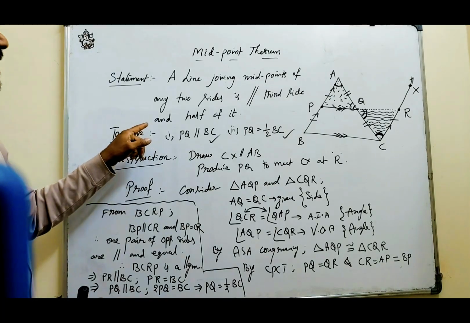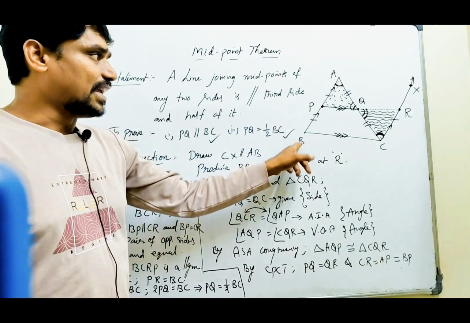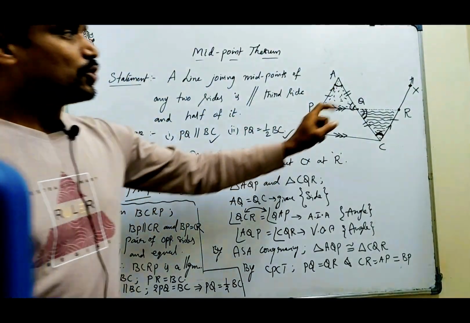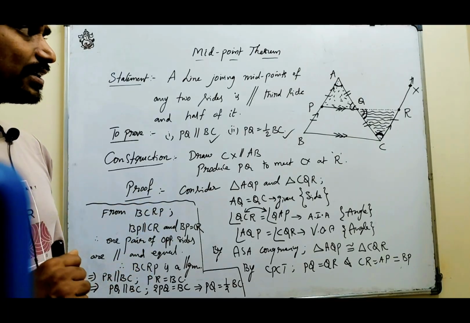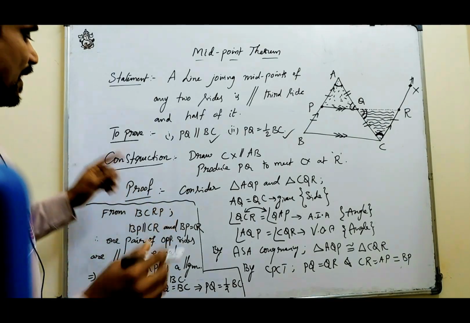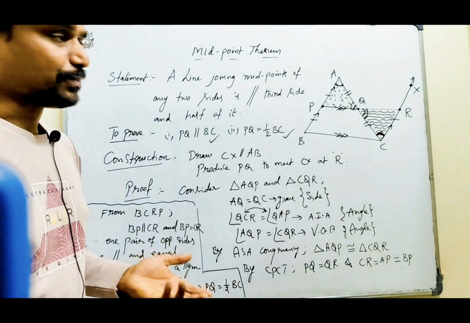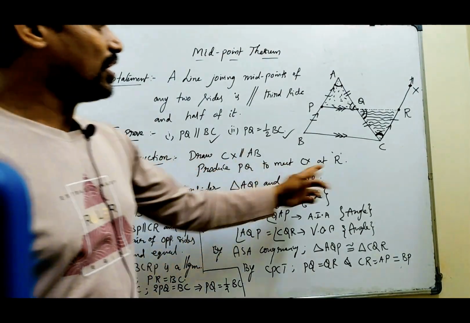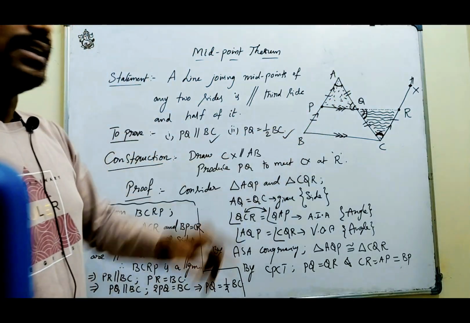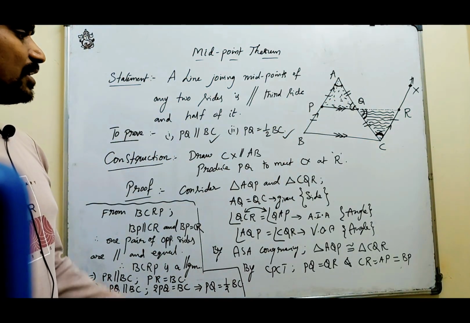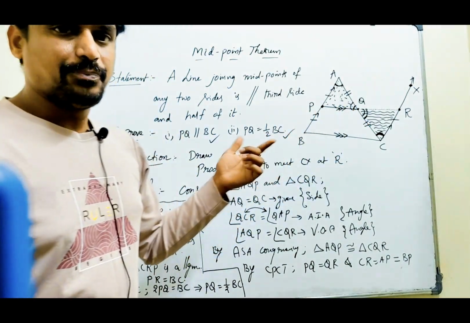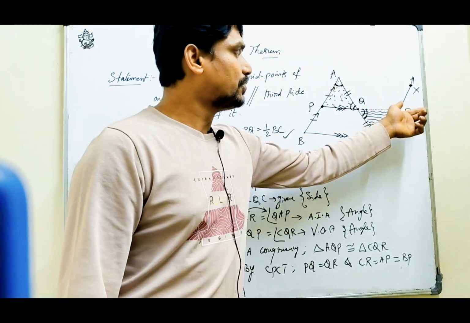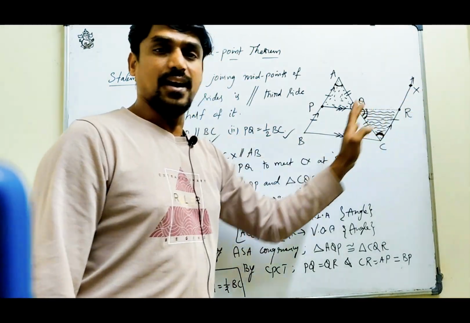ABC is a triangle and P is the midpoint of AB, so that AP is equal to BP. Q is the midpoint of AC, so that AQ is equal to QC. Got it? Now construction. Directly we cannot prove, so we need a construction. Draw CX parallel to AB, and produce PQ. Anyway, we have the PQ line. Let us produce PQ to meet CX at R.